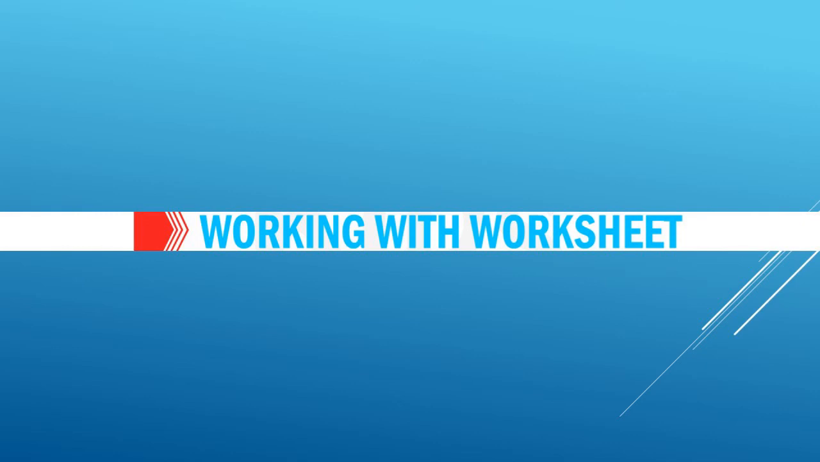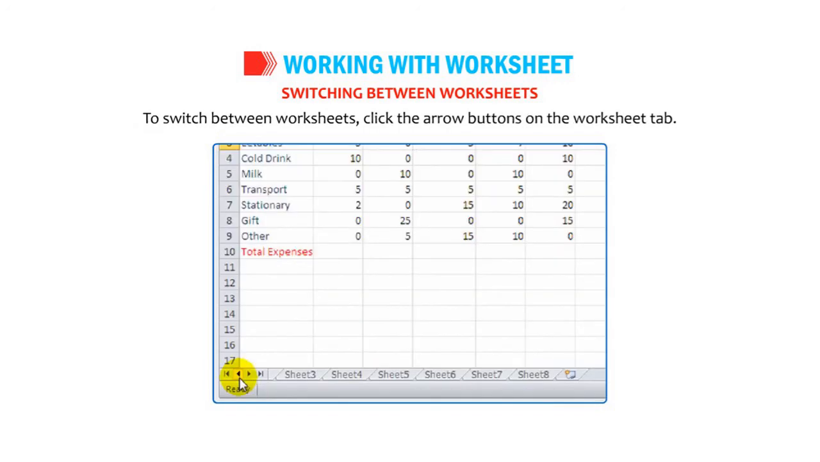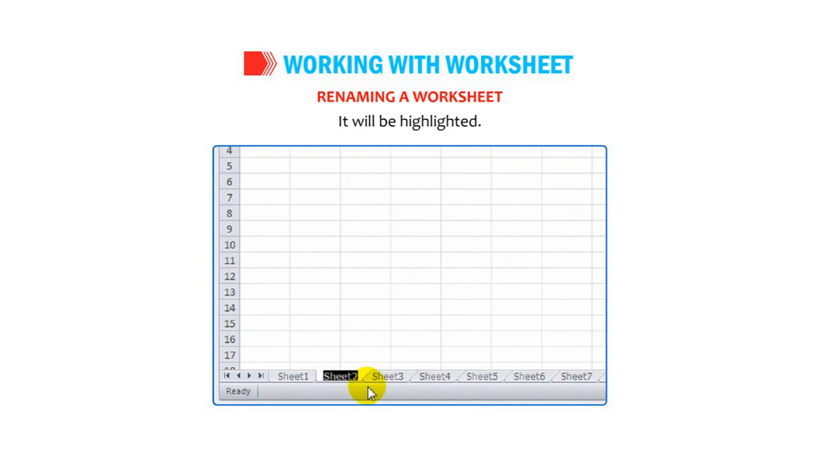Let's learn working with worksheets. To switch between worksheets, click the arrow button. When we add a number of worksheets, only a few worksheets can be seen on the screen. To switch between worksheets, click the arrow buttons on the worksheet tabs. To rename a worksheet, double-click the Sheet tab you want to rename. It will be highlighted. Type a new name and press the Enter key.